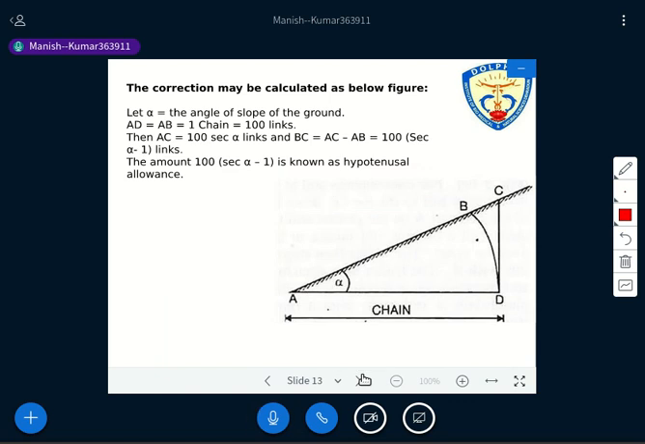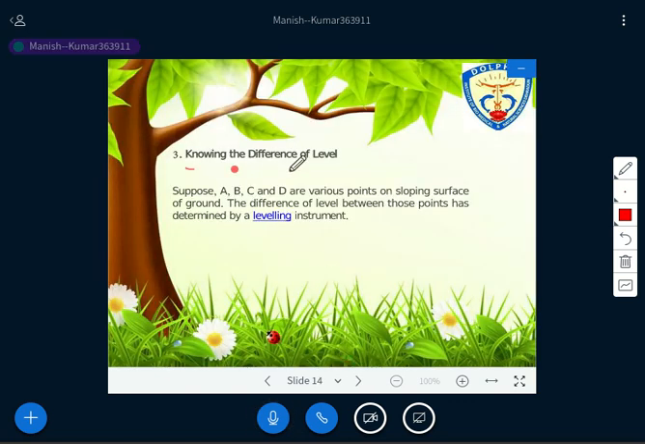Now the third method is knowing the difference of level. How can the difference be found? There is one instrument, the level, that can be used to know the difference between 2 points. Then we can calculate or measure the horizontal distance accordingly.